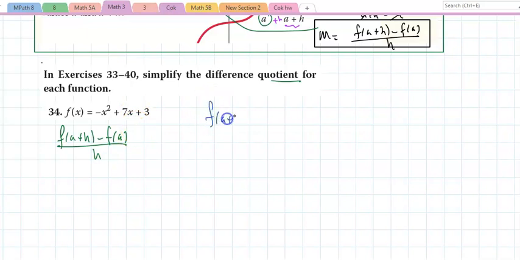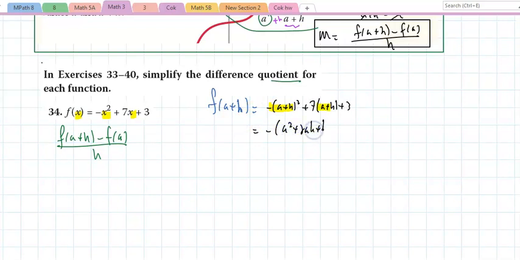If I take f of a plus h, wouldn't you say that is, and again we did this on the last homework, and that's why I separated those, wouldn't that be negative a plus h squared plus 7 times, instead of x, a plus h, plus 3? So I need to work that out on every problem. Well, what's that? That is negative a squared plus 2ah plus h squared plus 7a plus 7h plus 3. That is negative a squared minus 2ah minus h squared plus 7a plus 7h plus 3.